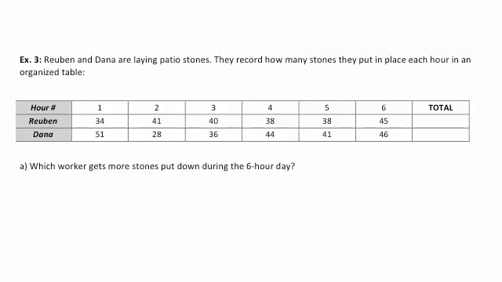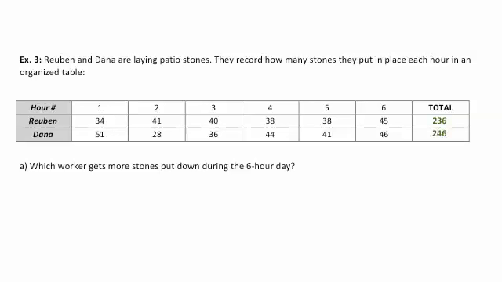So here's example 3. Ruben and Dana are laying patio stones. They record how many stones they put in place each hour in an organized table. Okay, so hour 1, 2, 3, 4, 5, and 6. You see Ruben's numbers, you see Dana's numbers. And so we get our total, which is actually pretty close, 236 to 246.